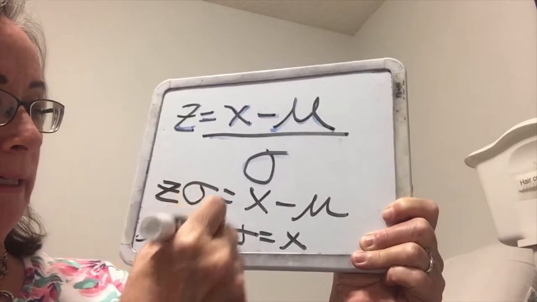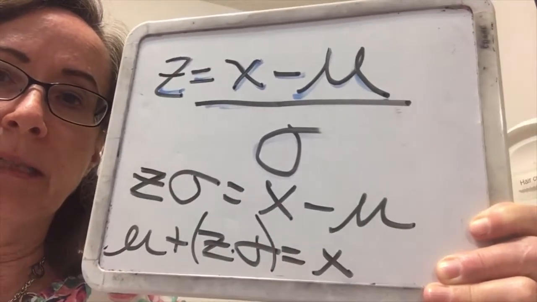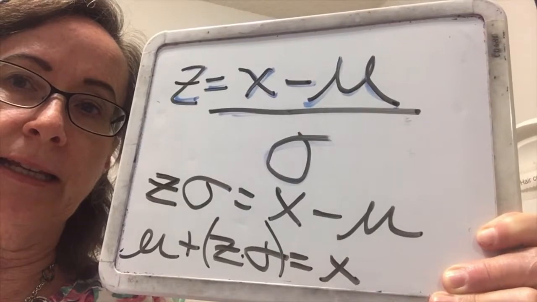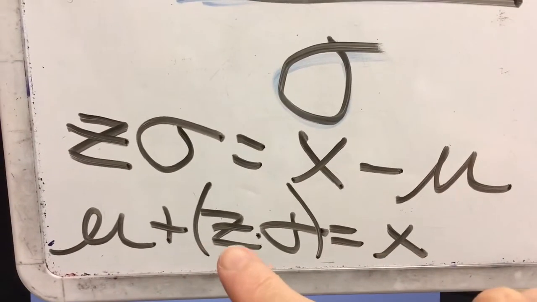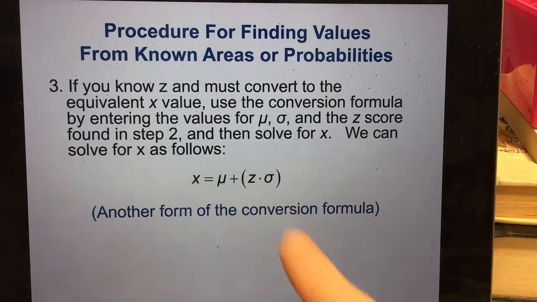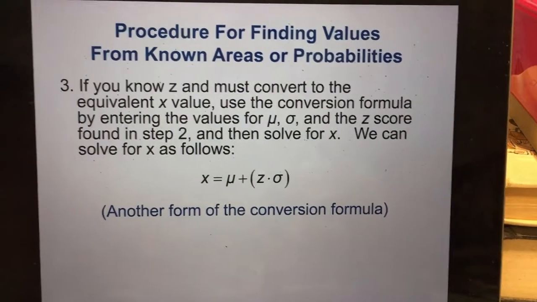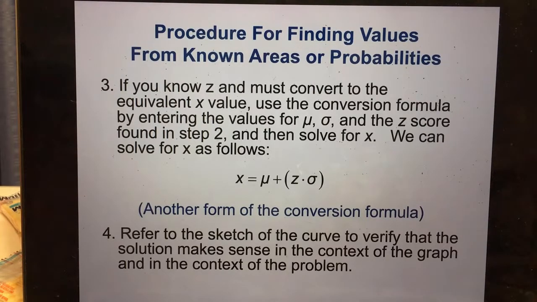So this is a product here multiplied together. And now look at the screen after you've seen this, because that's exactly how they got it. So look, we've got x is mu plus sigma z, and they have x is equal to mu plus sigma z. So all they're doing is taking the z formula and turning it around and solving for x. Then it says refer to the sketch of the curve to verify that the solution makes sense in the context of the graph and in the context of the problem.